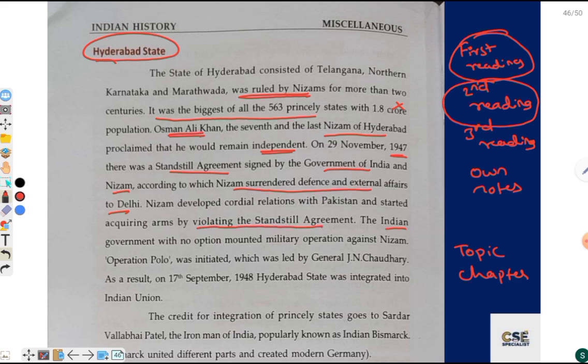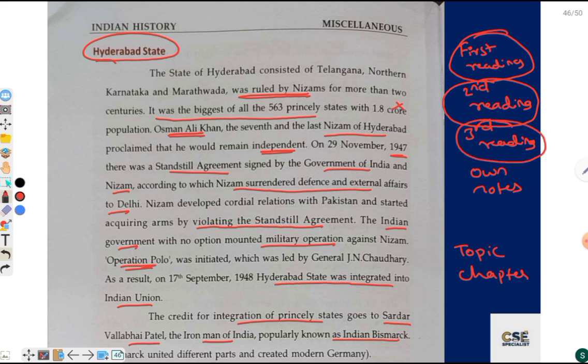Then the Indian government mounted a military operation called Operation Polo. Then lastly, through Operation Polo, Hyderabad state was integrated into the Indian Union. The credit for the integration of princely states goes to Sardar Vallabhbhai Patel, the Iron Man of India, popularly known as Indian Bismarck. This is what you have to highlight in the second reading.